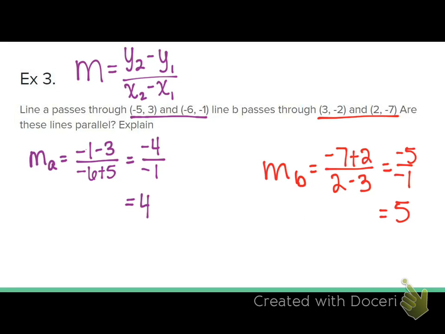So, are these parallel? No. They are not parallel because they don't have the same slope. You could say different slopes, not the same slope. You could put slope of A does not equal slope of B. Doesn't matter to me how you write it, but you've got to communicate something to me.